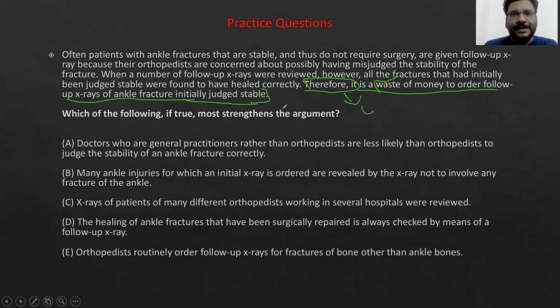Now, on what basis does the author come to the conclusion that it's a waste of money to order follow-up X-rays? Now, the data says that when a number of follow-up X-rays were reviewed, all the fractures that had initially been judged stable were found to have healed correctly. Now, basing on this data, that all those fractures which were initially judged stable were found to have healed correctly, obviously there is no need to go for follow-up X-rays, right?